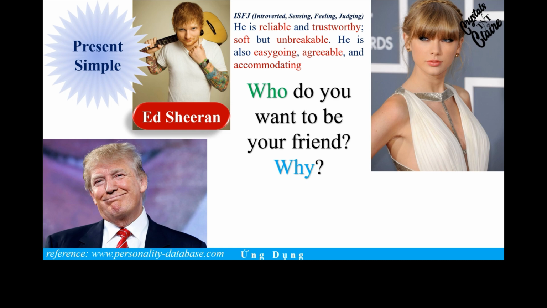To make it easier to understand, what is ISFJ? So let's look at the description of Ed Sheeran. Okay, he is reliable and trustworthy, soft but unbreakable. He is also easygoing, agreeable, and accommodating. Okay, so those red words are the adjectives that describe this man. Okay, that is the first one. Do you want him to be your friend?